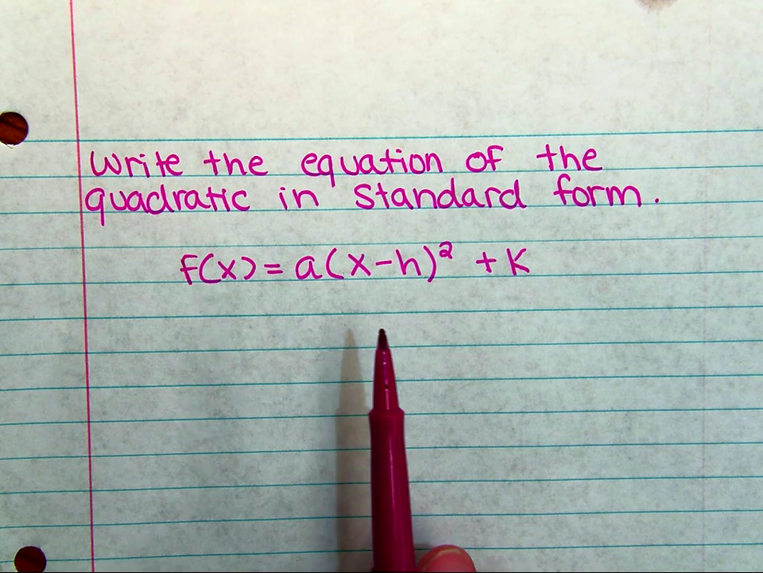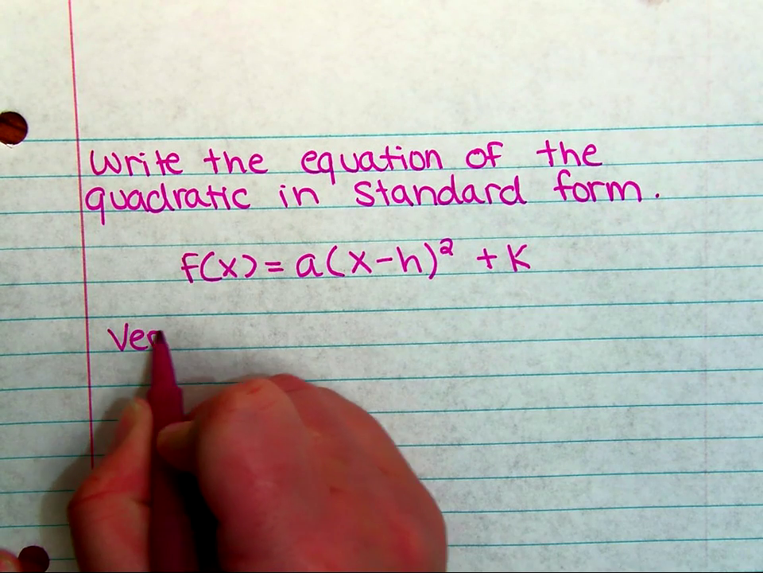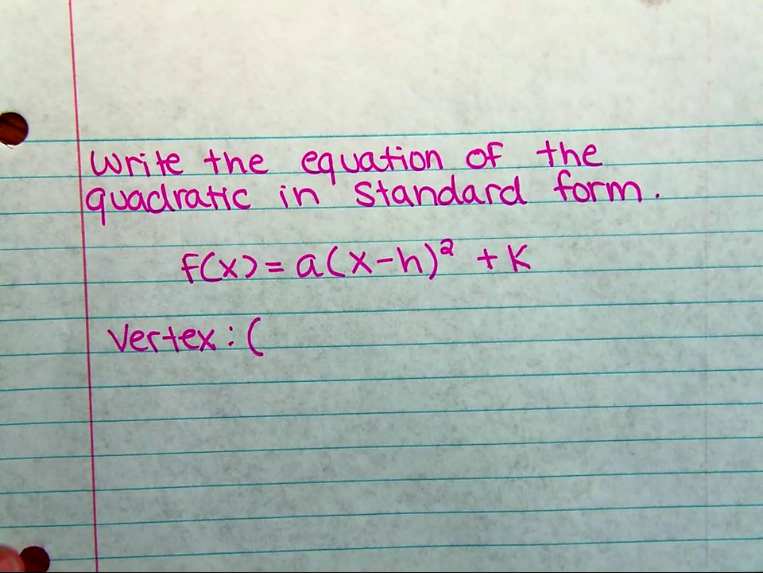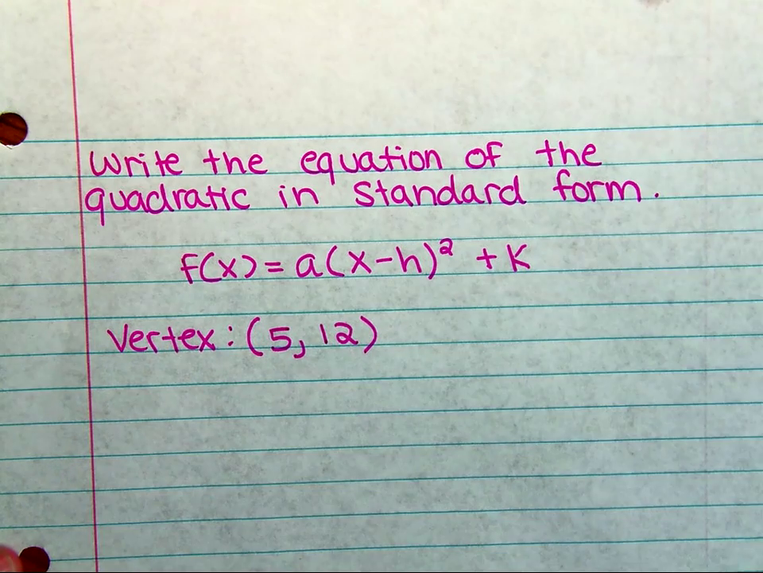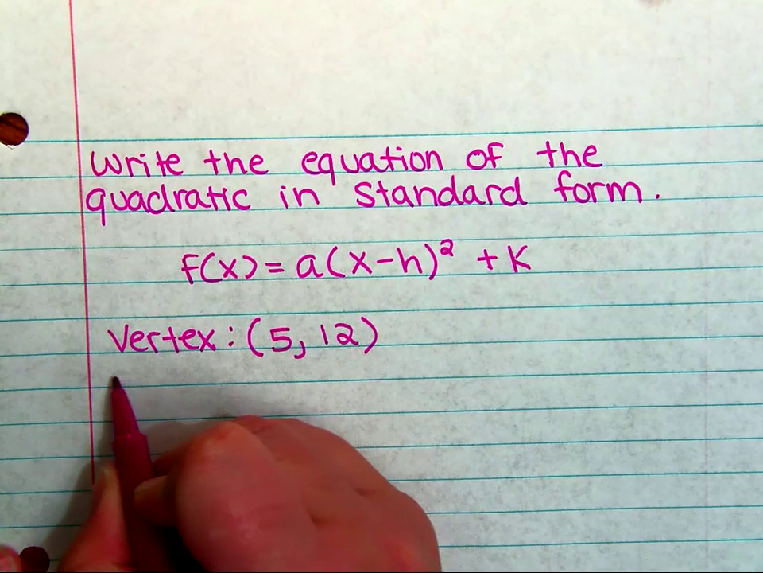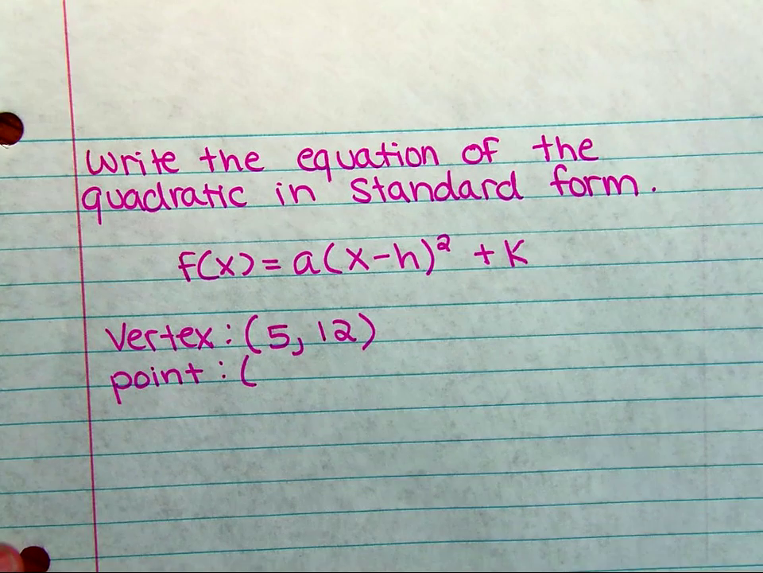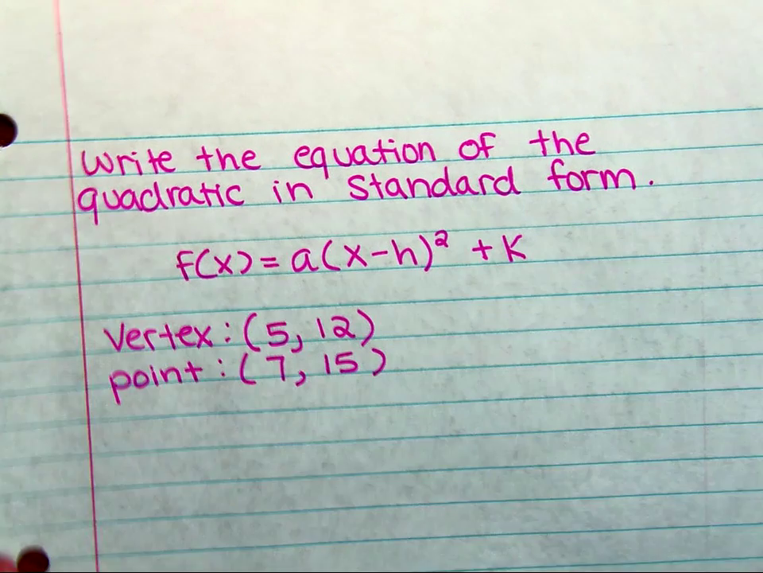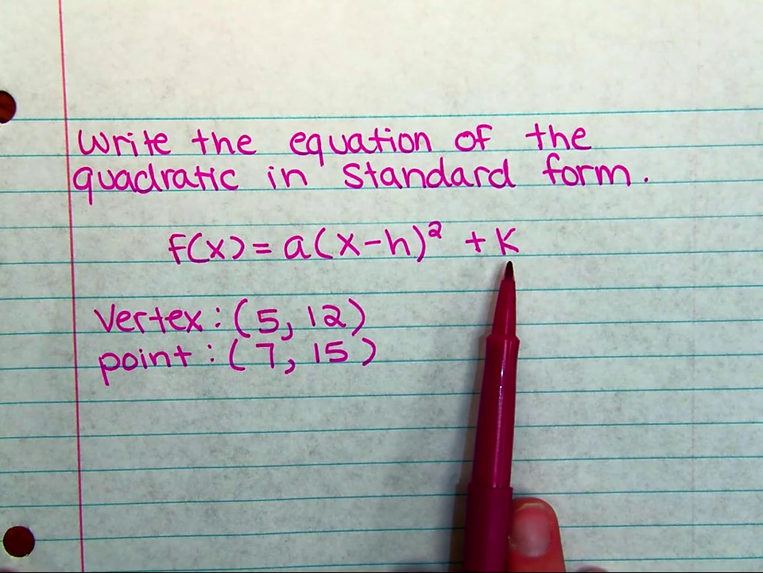So if I want to write an equation in standard form, I can be given the vertex, which is, let's say in my example, 5, 12. And then I can also be given a point that's on the parabola. And I'm going to be given the point 7, 15. And all I'm going to do is use this form and plug in everything that I know.